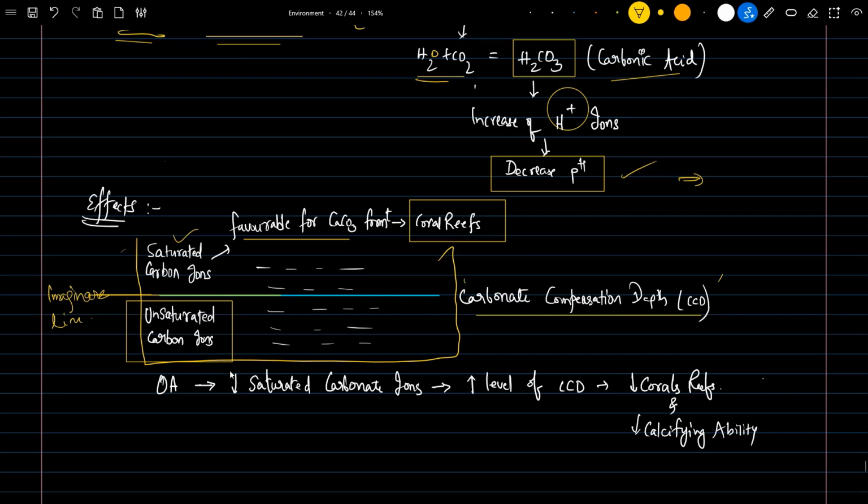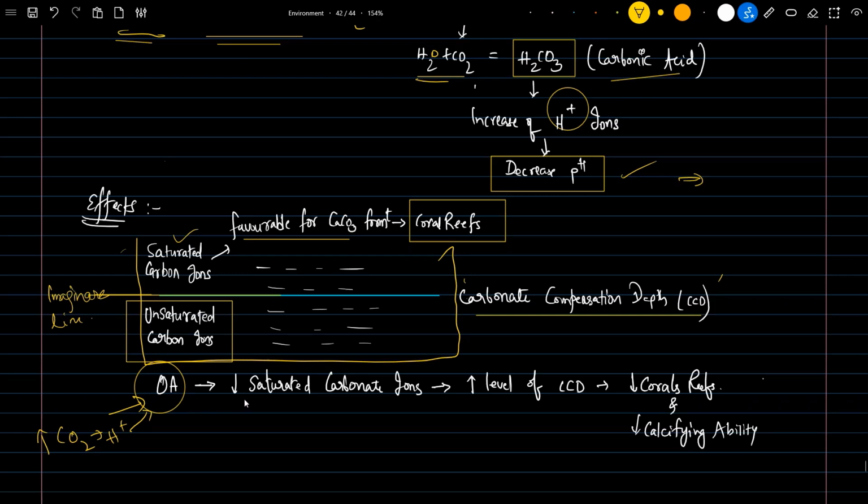So now what's the relation of this carbonate compensation depth with ocean acidification? Whenever ocean acidification happens, how does it happen? We already understand. The release of more CO2 leads to the release of more H plus ions in the ocean. So this leads to the decrease of pH level. It is called ocean acidification. Okay, fine.